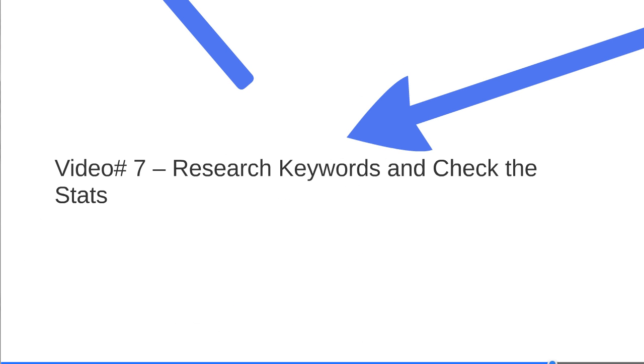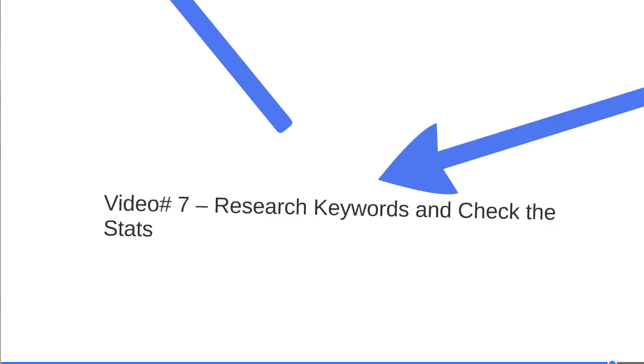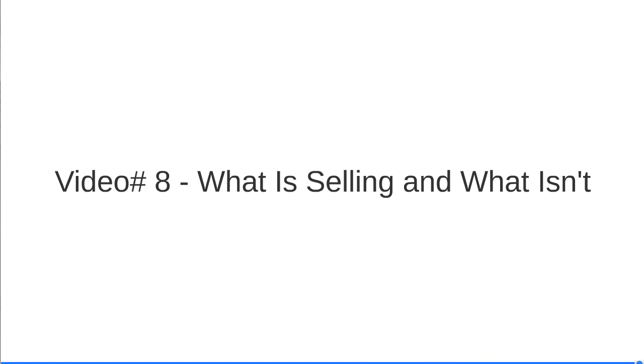And that brings us to video number 7, which is researching keywords and checking the stats. Now, keyword research is a little bit more detailed than market research. So market research is more broader, and then you have little niches inside that market. But keyword research, I'm including this in this course because I want it to take you from the broader market to the specific niches, the specific keywords, and that way you can get some hard data and get an idea of what's working and what's not.